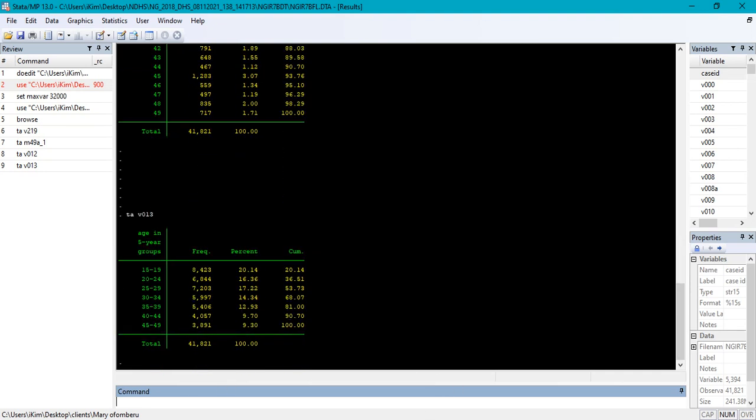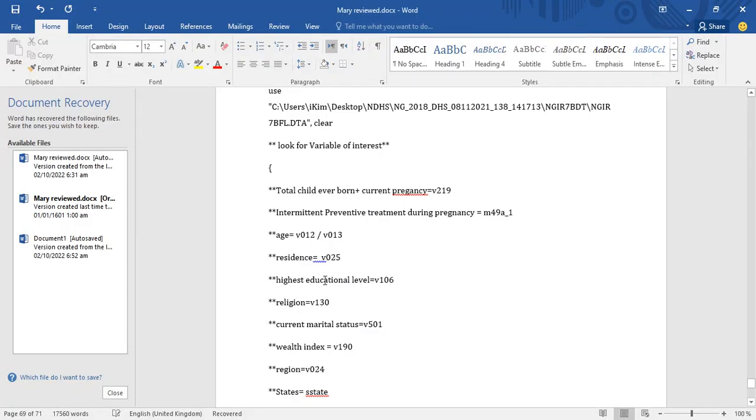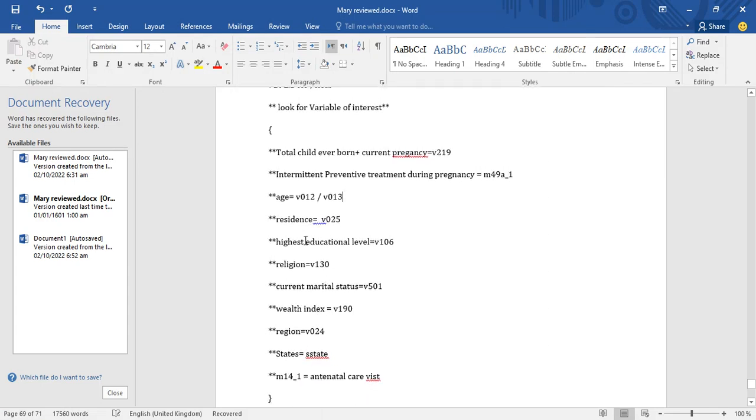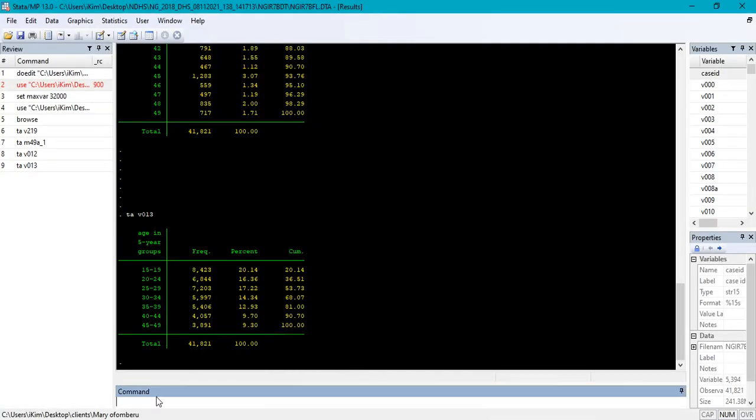Now, the next category, you have a place of residence. So where do the respondents reside? This residence is going to be based on urban and regional residence. And is it V... okay, 0 to 5.